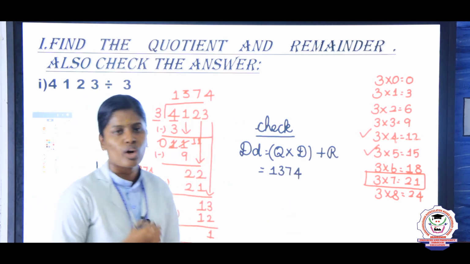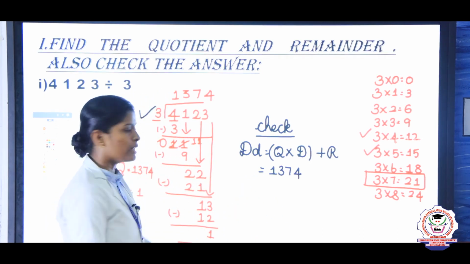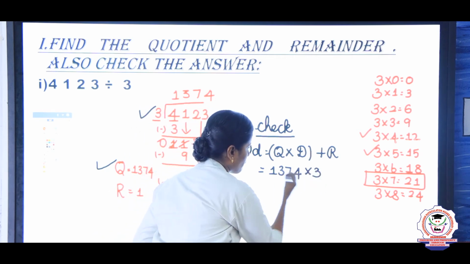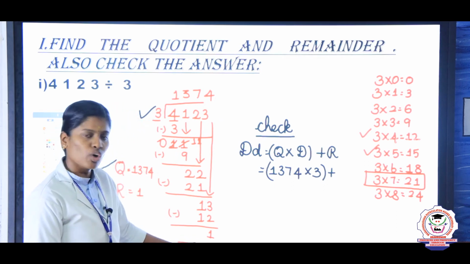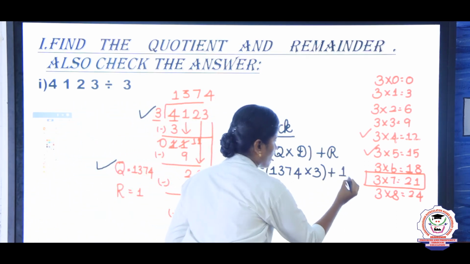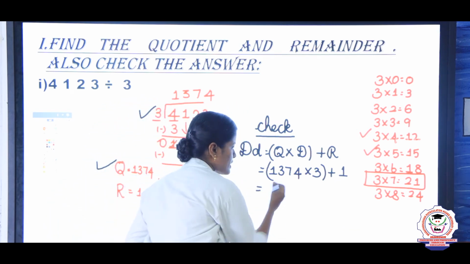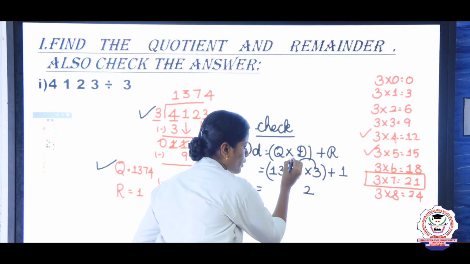So divisor is called the tables. What is the table here we have? We have the table is 3. So write multiply by 3 plus, what is the remainder value? In remainder value we got 1. So write 1 here. Now take 3 and multiply by all the number. What is the answer? 3 4s are 12, carry 1.